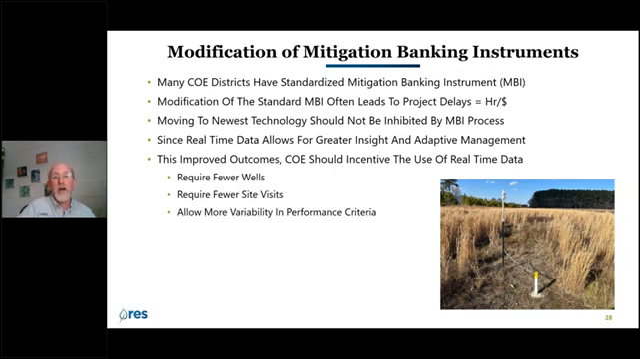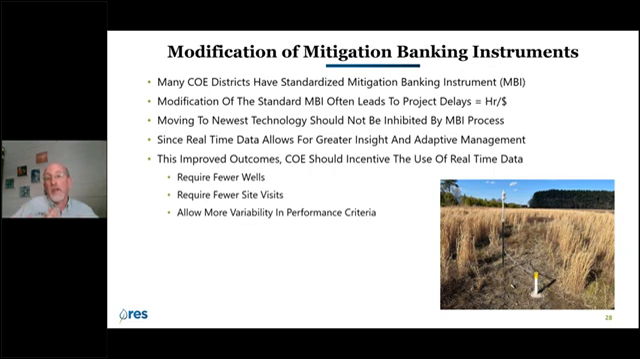And moving to the newest technology should not be inhibited by the MBI modification process. So when I look at a technology like this, we know real-time data will give us greater insight into how the site is performing and allow us to do a better job with adaptive management. And the outcome on that site should be better than when we are running blind with the hydrology and can't do real-time adaptive management on a site.